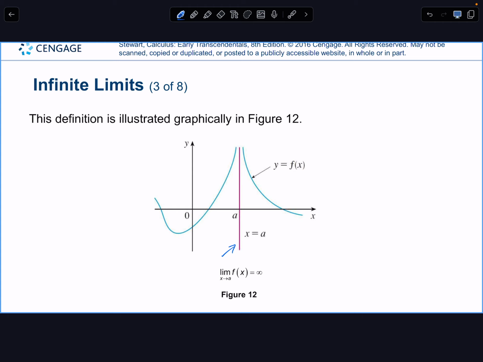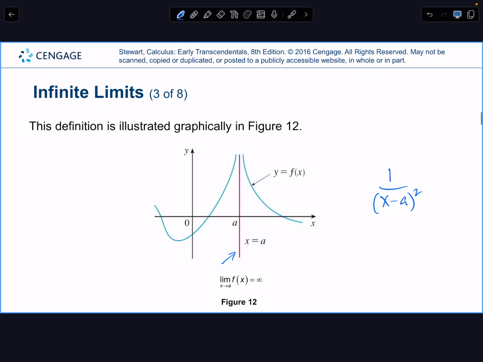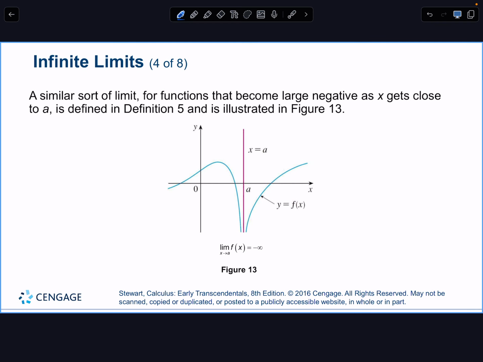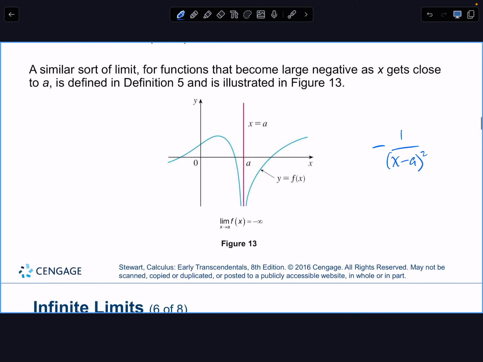So this is an example. We see this with rational functions. If you have a function with x minus a in the denominator, that's what's going to happen. Actually, in this case, it would be x minus a squared for it to go up to infinity on both sides. Alrighty. And then same thing here. You could have a limit at negative infinity, and this would be something like this, x minus a squared, but with a minus sign, like that. So there's a limit at negative infinity.